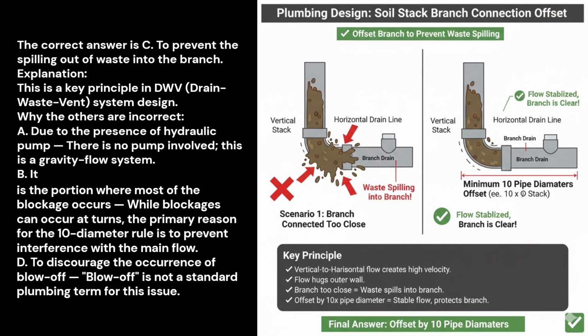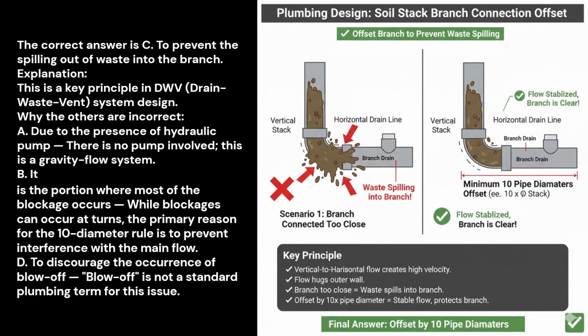Explanation. This is a key principle in DWV, drain waste vent, system design. When waste changes direction from vertical to horizontal in a soil stack, it creates a high-velocity, slug flow of water that hugs the outside of the horizontal turn. If a branch drain, e.g., from a fixture, is connected too close to this turn, the fast-moving water from the stack can splash or spill into the branch connection.